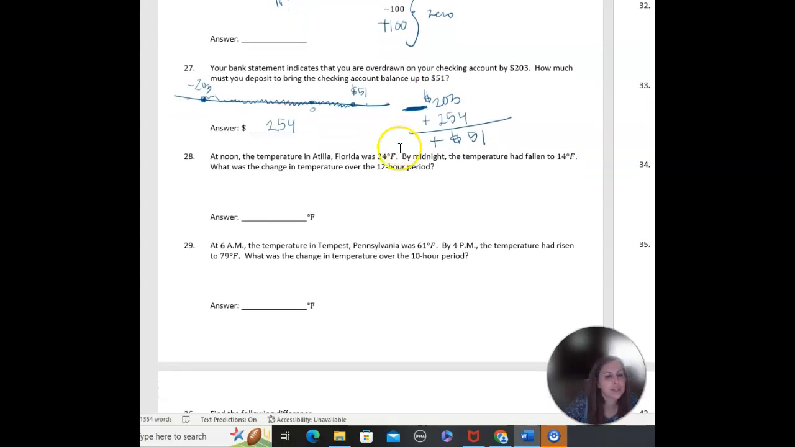At noon, the temperature in Atlanta, Florida was 24 degrees Fahrenheit. By midnight, it had fallen to 14 degrees. Think about a little thermometer. This is 24 degrees. It has dropped and it has gone to 14 degrees. What is the change in the temperature? It dropped, so therefore it's going to be negative 10 degrees Fahrenheit because the temperature dropped.